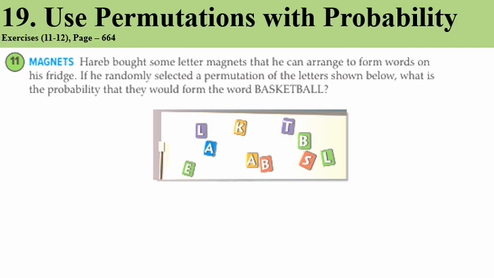Hi everyone, this is topic number 19, use permutations with probability. These questions have been taken from the MOE book, so credit goes to them. Now, the first question we have is about magnets.